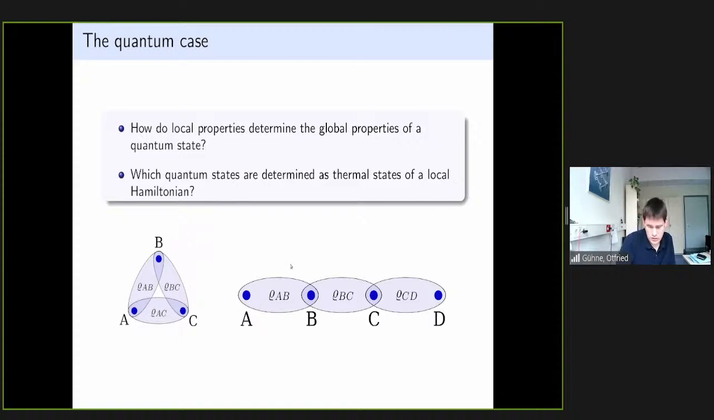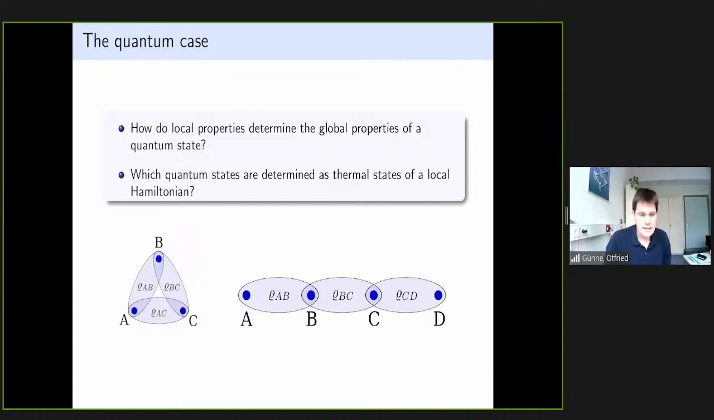Or you can have also something like that. In this example, we have ABCD, and you have something like nearest neighbor information. You have these marginals rho AB, rho BC, and rho CD. And you want to know, what do these marginals tell me about the global state? And first, you can really look at some properties like entanglement that you want to detect, or whatever, some Bell non-locality maybe, from this marginal information.